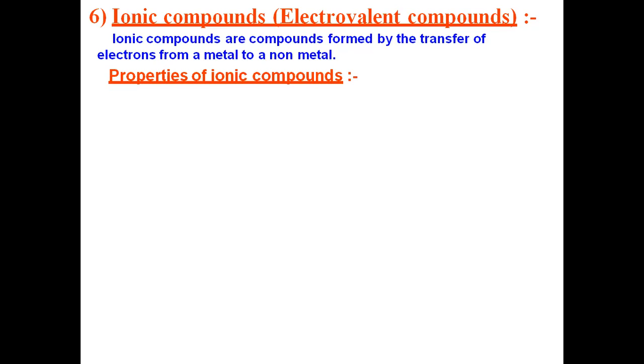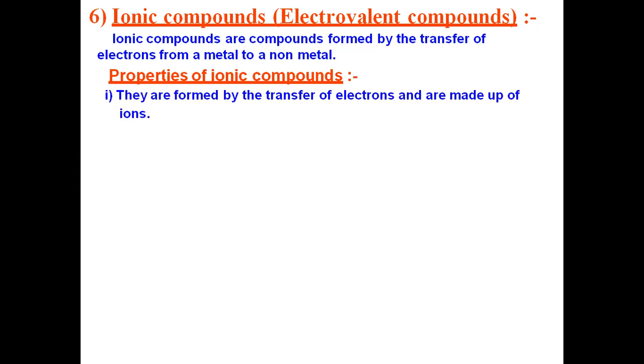So, properties of ionic compounds. What are all the properties they have? The first property, the same as the definition, is that they are made up of transfer of electrons from a metal to a non-metal. And the next one, they are crystalline solids. So they are crystals. When we touch them, we can feel the crystals. If you see sodium chloride, that is a stable salt. If you touch it, you can find the crystals in that.